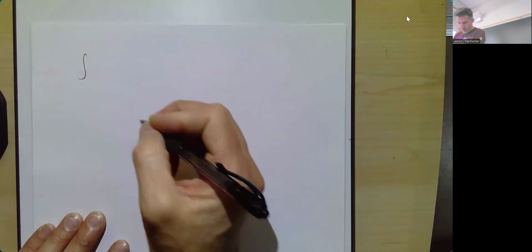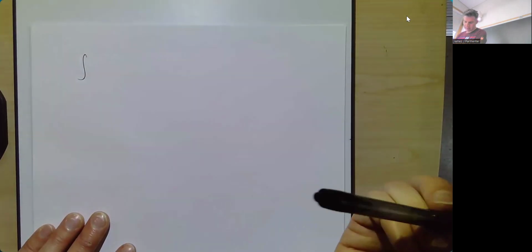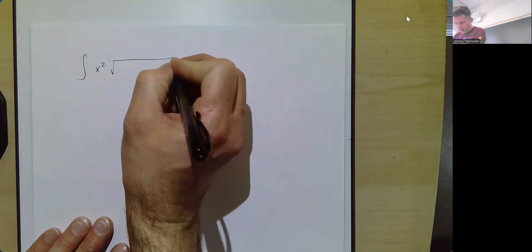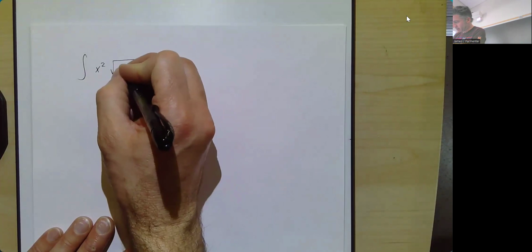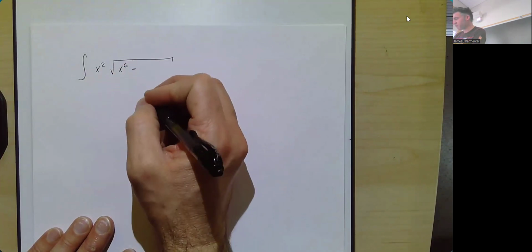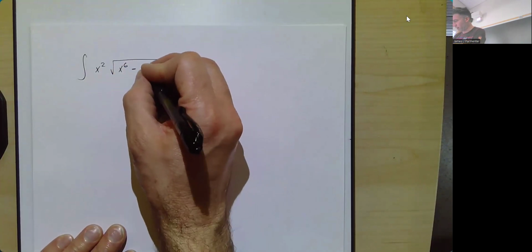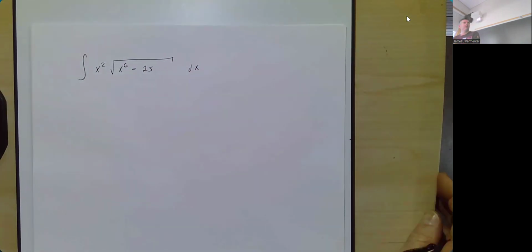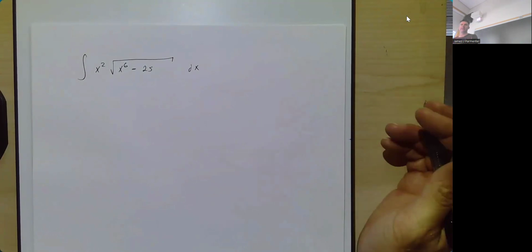Let's say we want to find the integral of, let's make it slightly more interesting, x squared times the square root of x to the 6th minus 25. Oof, this does not look nice.